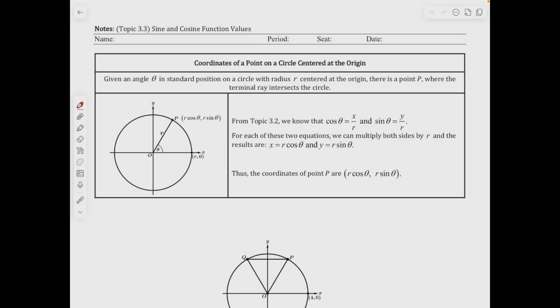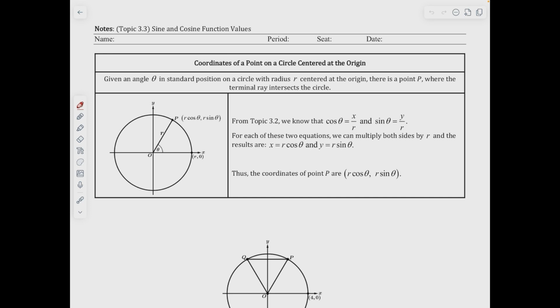Starting topic 3.3, which is sine and cosine function values. The first thing we're going to talk about is coordinates of a point on a circle centered at the origin. Given an angle theta in standard position on a circle with radius r centered at the origin, there is a point P where the terminal ray intersects the circle.